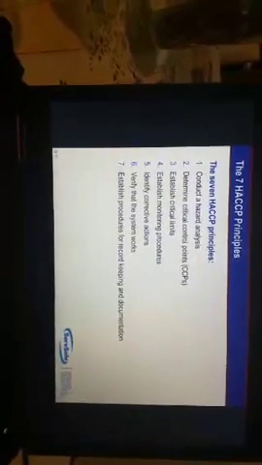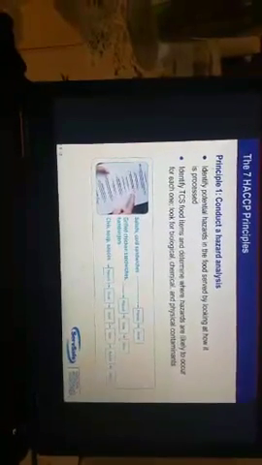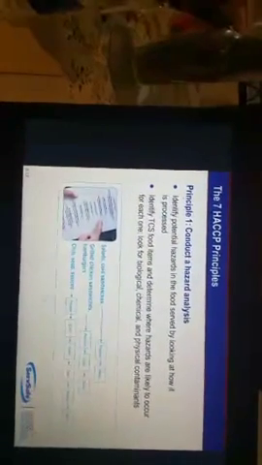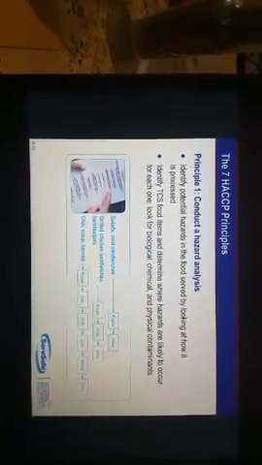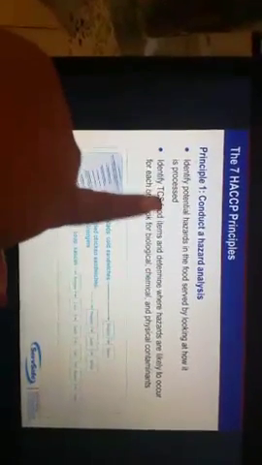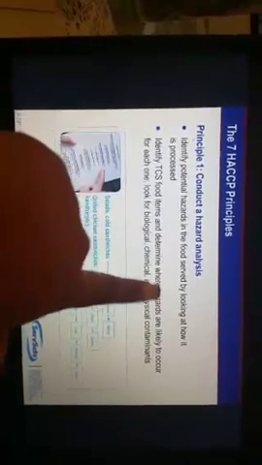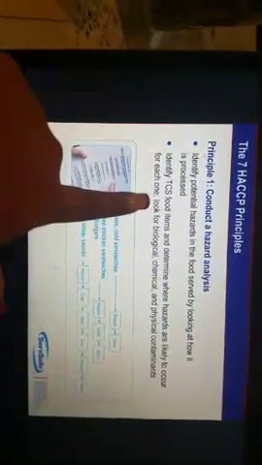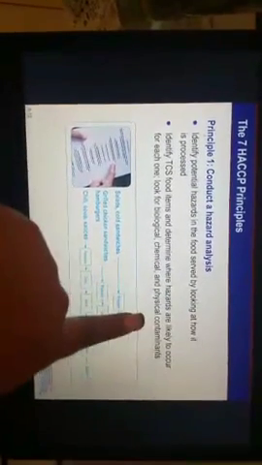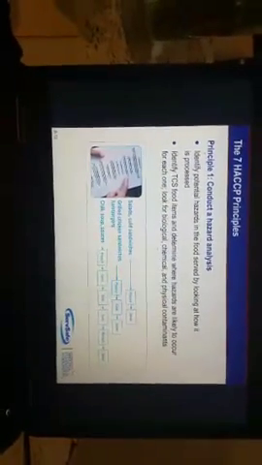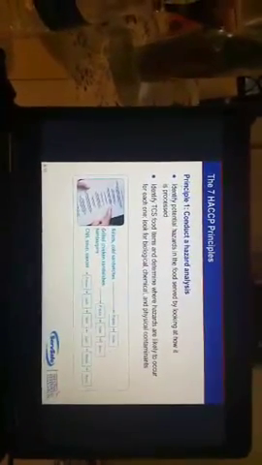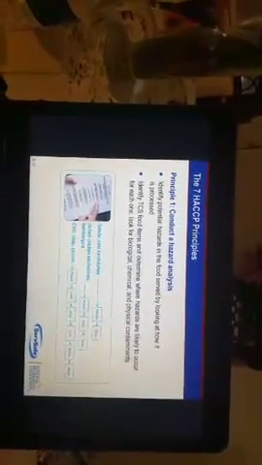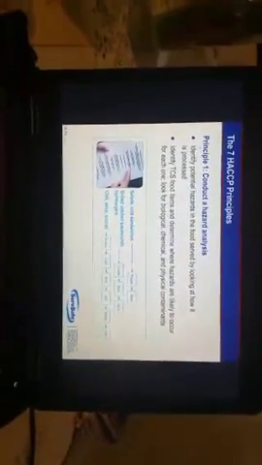I didn't think so. So now we're going to get into this. Principle 1 says conduct a hazard analysis. It says identify the potential hazards in food served by looking at how it is processed. See, right here, it says identify TCS food items and determine where hazards are likely to occur for each one. You want to look for biological, chemical, and physical contaminants. Remember, we talked about that in the beginning. Well, now to conduct the hazard analysis, we have to look for our TCS foods and then see when biologically, chemically, or physically they can become contaminated.